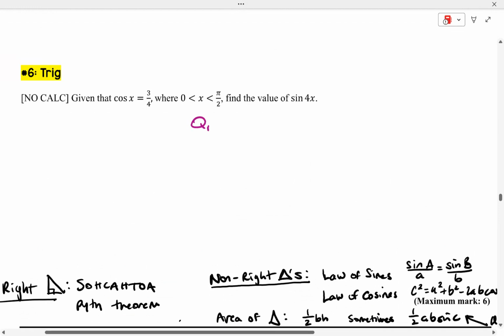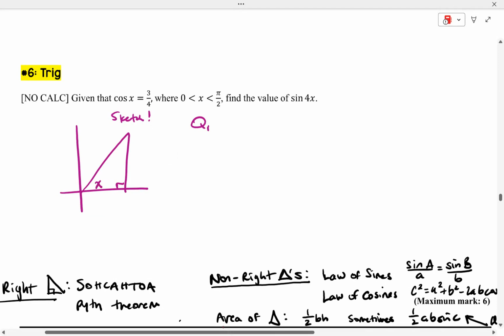Just the interval because it's sine of 4x. We will get to that. You're not going to adjust the interval. You're going to adjust just the x. Like, I'll show you in a second. Let's sketch it first, okay? So I'm in Q1.